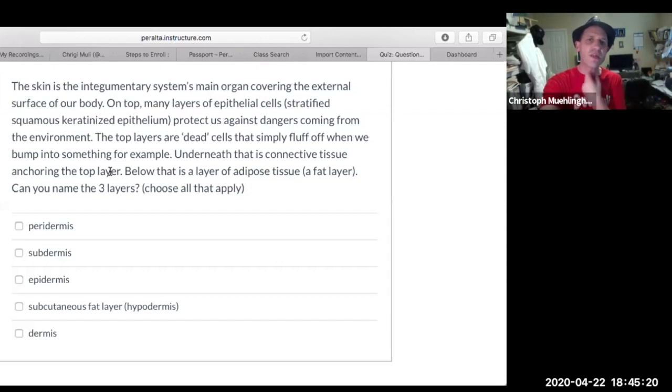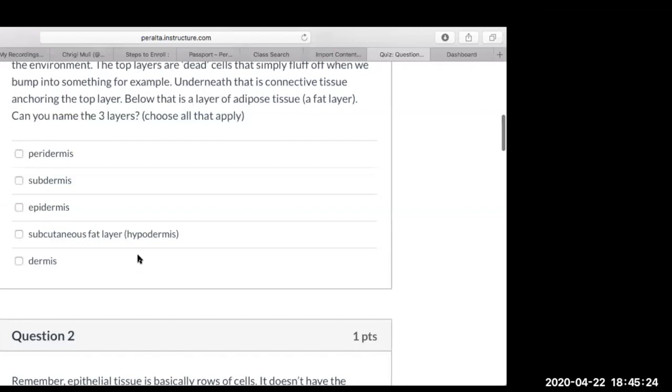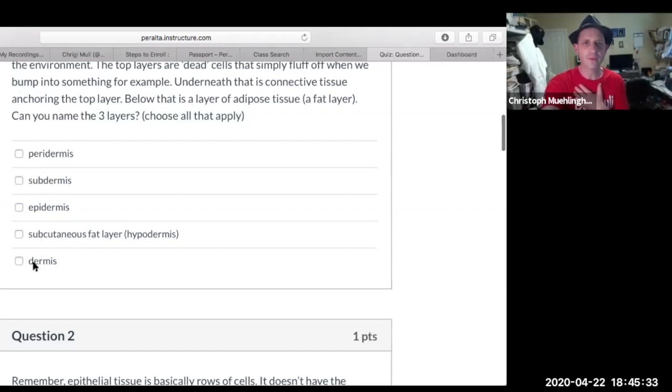Can you name the 3 layers? Choose all that apply. Epidermis, the one, subcutaneous fat layer. Good. Dermis. Cool.